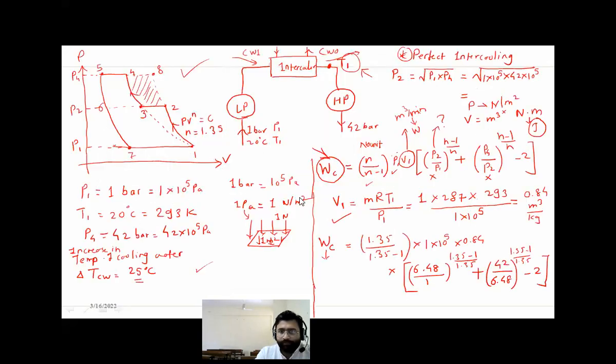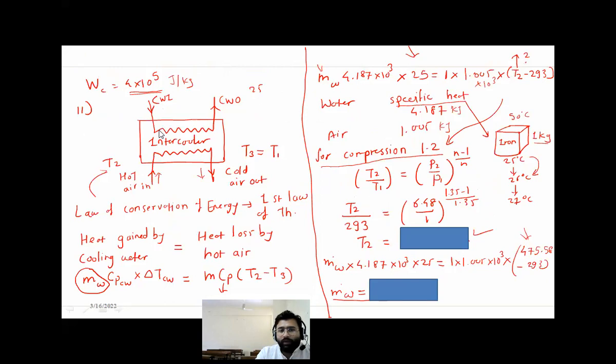So here they ask to calculate work done. There is a formula for two-stage compression. All the values are given readily to you, but in this case P2 was unknown. So for perfect intercooling, the condition is P2 is equal to square root of P1 into P4. That way we calculate work required. For the intercooler, we applied the law of conservation of energy, that is heat lost by hot air will be heat gained by cool water. Here again T2 was unknown. We calculated it by the law for isentropic processes, the relation between temperature and pressure.